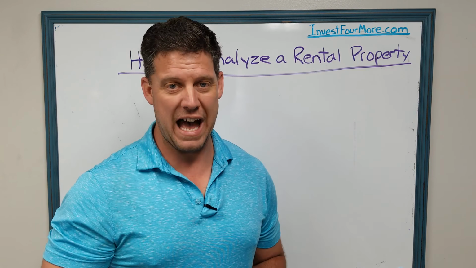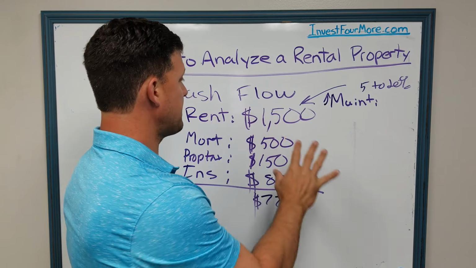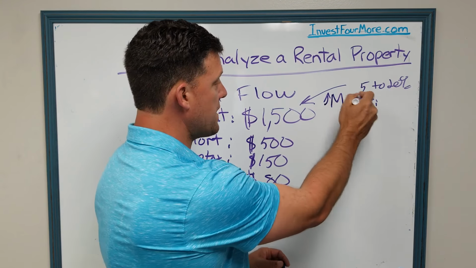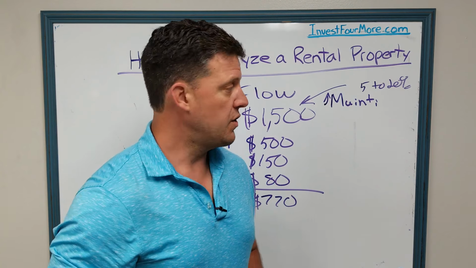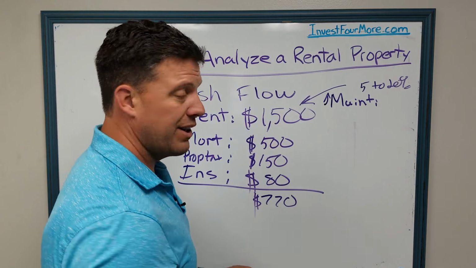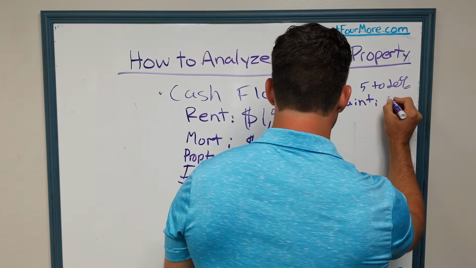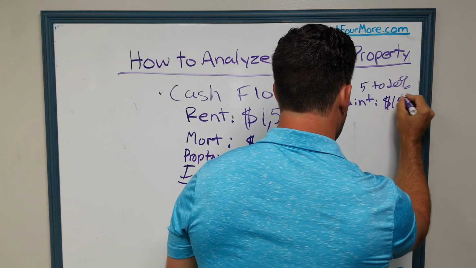A house 100 years old that's completely outdated is gonna have way more maintenance than a house that's 10 years old and is completely remodeled. So I have a chart on my site, investformore.com. I have a cash flow calculator that will help you figure that based on what your property is. But for now, we're gonna assume it's 10%. So we're adding this little $150 over here.